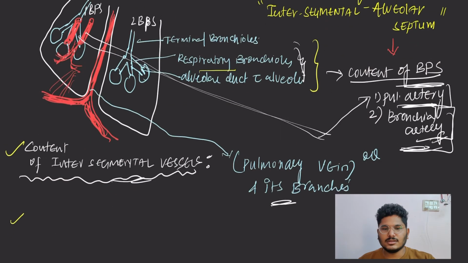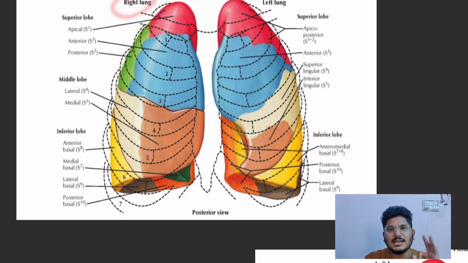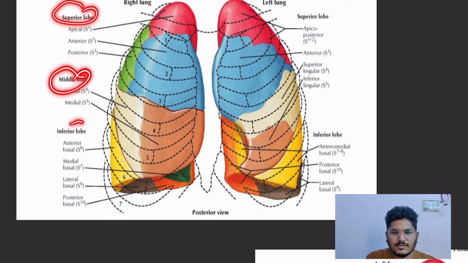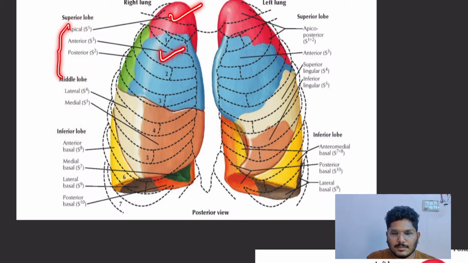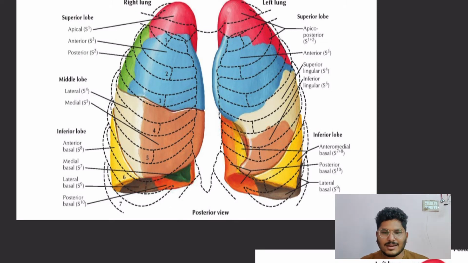So, surgically, though it is 10, it is more practically 9 bronchopulmonary segments present for the left lung. Right lung has 3 lobes: superior lobe, middle lobe, and inferior lobe. The superior lobe has 3 segments: an apical, an anterior, and a posterior segment. The middle lobe has 2 segments: a medial segment and a lateral segment. The lower lobe has an anterior basal, posterior basal, medial basal, and lateral basal. So these are the lobes of the right lung.